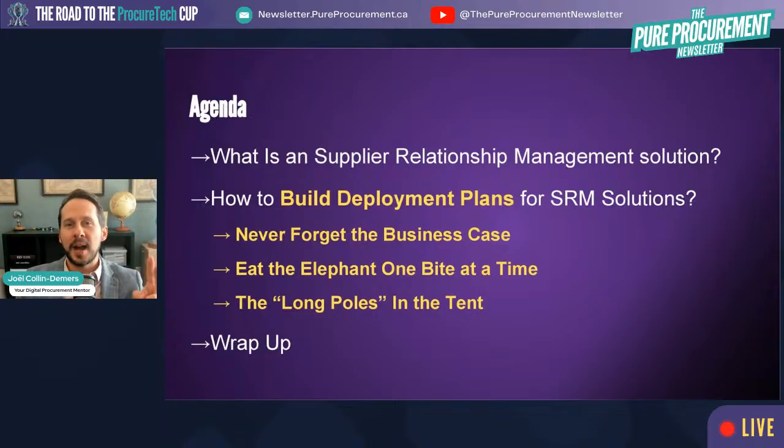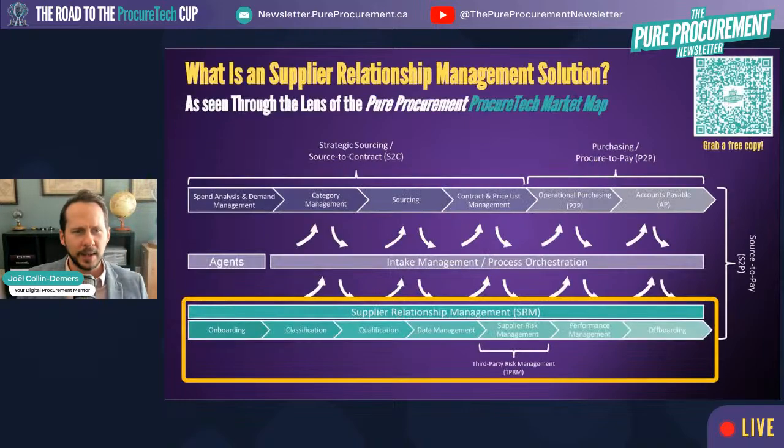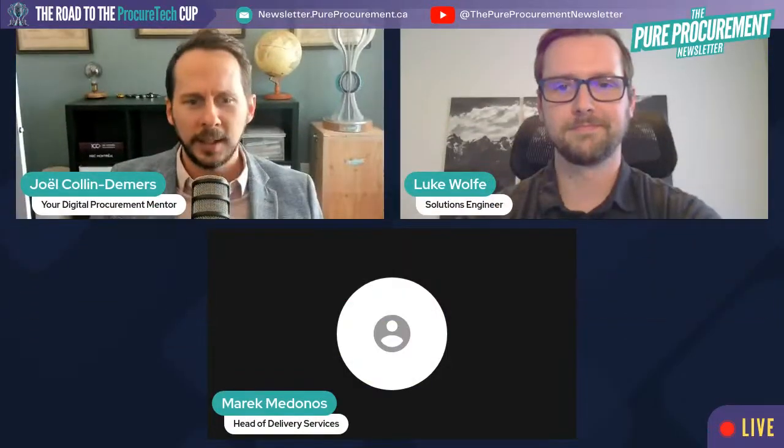Eating the elephant one bite at a time, so not thinking too big at the start in those initial deployments. And then, what are the long poles in the tent? What are the things that are going to be on your critical path to getting to go live with one of these solutions? Then we'll wrap it up in the interest of being respectful of everybody's time in a half hour.